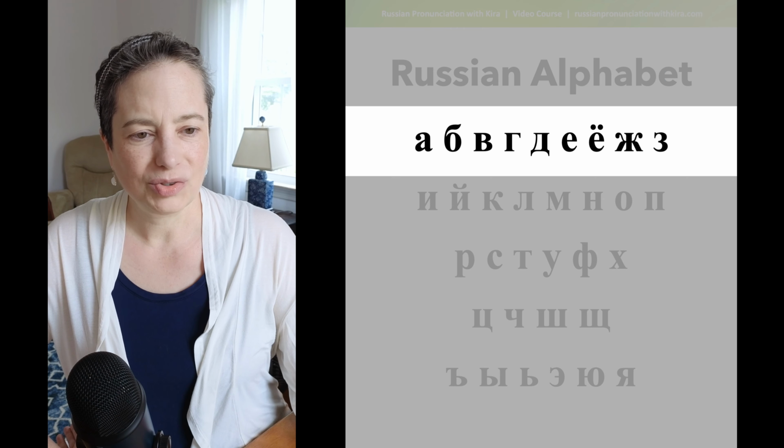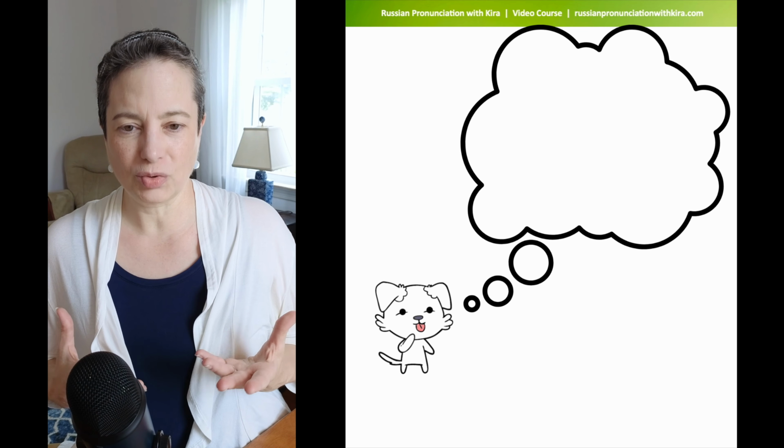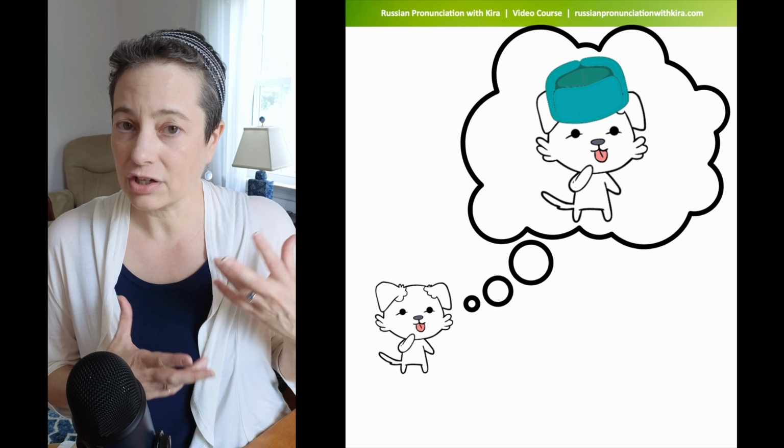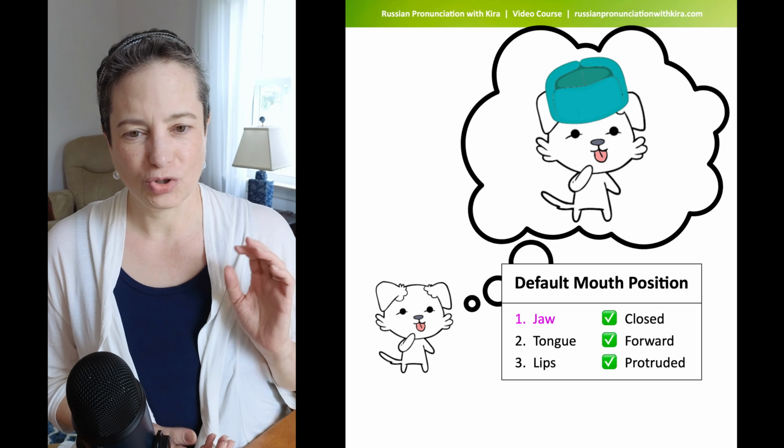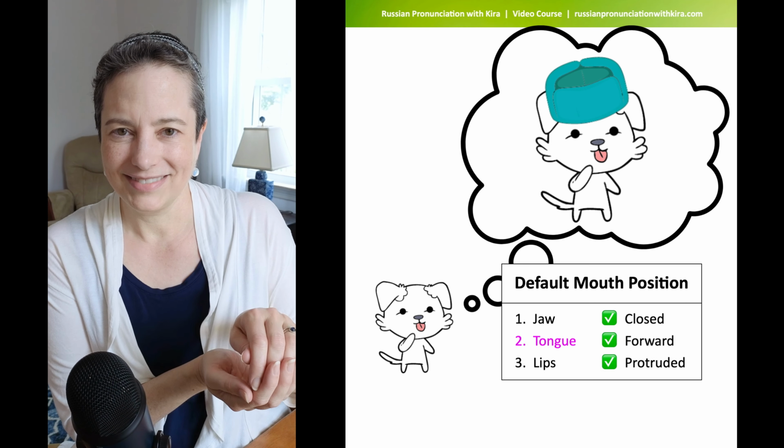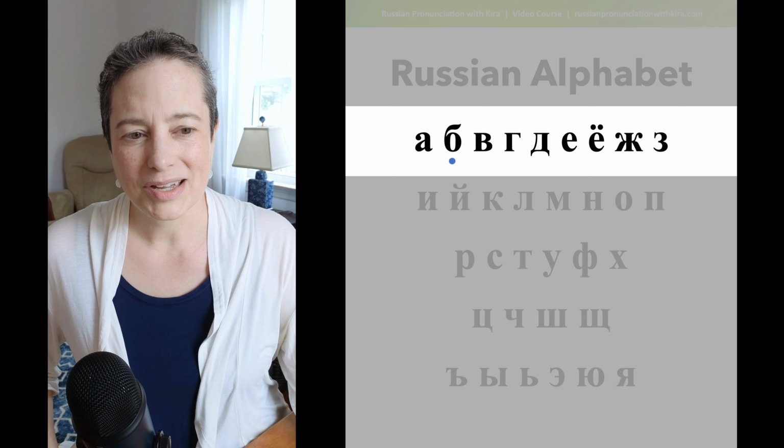So let's do this line one more time. Imagine you are Russian, sounding Russian, the Russian sounding version of you, and jaw, tongue, lips. А, Б, В.